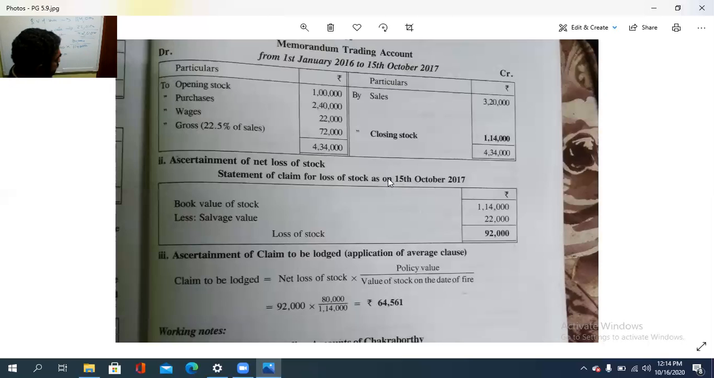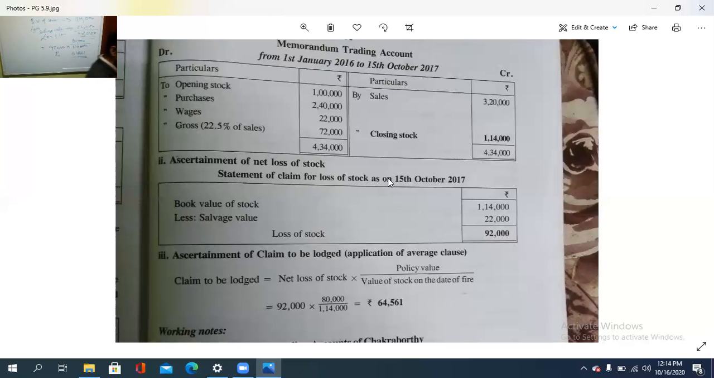Then 80 divided by 114, into 92,000. It is 64,561 is the amount. See, rupees 64,561 is what they will get. So this is the case with regard to which one?